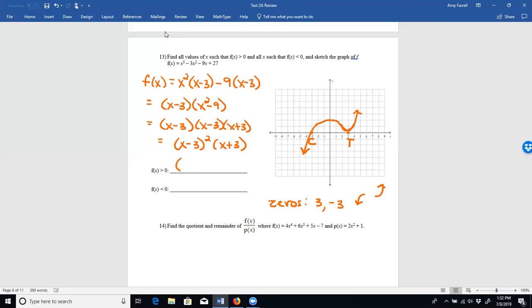F of x is greater than 0 from -3 to 3, and then again from 3 to infinity. Now, I did split that up into two intervals because when x is equal to 3, f of x is equal to 0, not greater than 0. So I do need to split those two intervals up. And then less than 0 would be -infinity to -3.